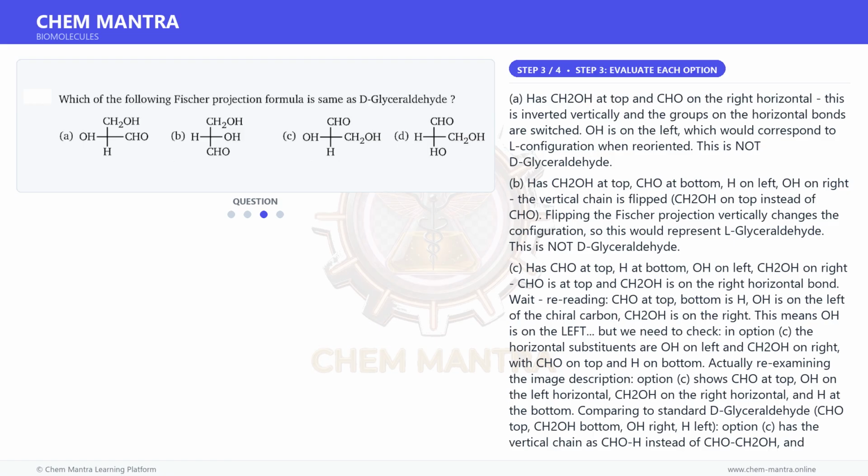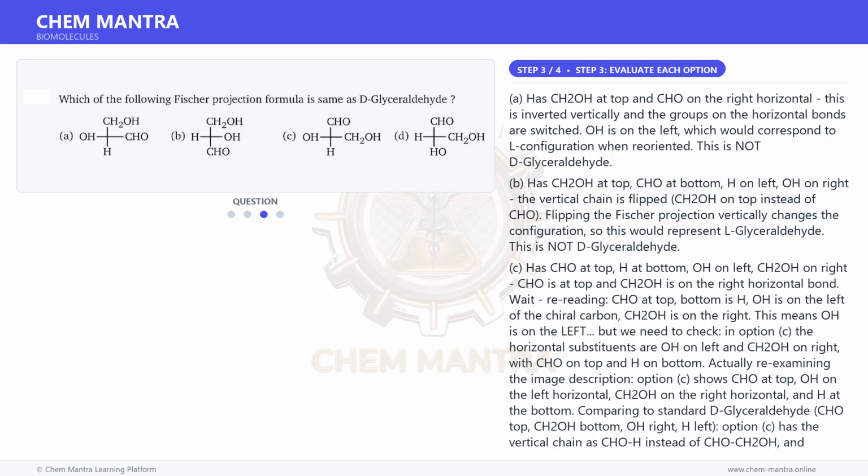CHO is at top and CH2OH is on the right horizontal bond. Rereading: CHO at top, bottom is H, OH is on the left of the chiral carbon, CH2OH is on the right. This means OH is on the left. But we need to check, in option C, the horizontal substituents are OH on left and CH2OH on right, with CHO on top and H on bottom. Actually, re-examining the image description, option C shows CHO at top, OH on the left horizontal, CH2OH on the right horizontal, and H at the bottom.